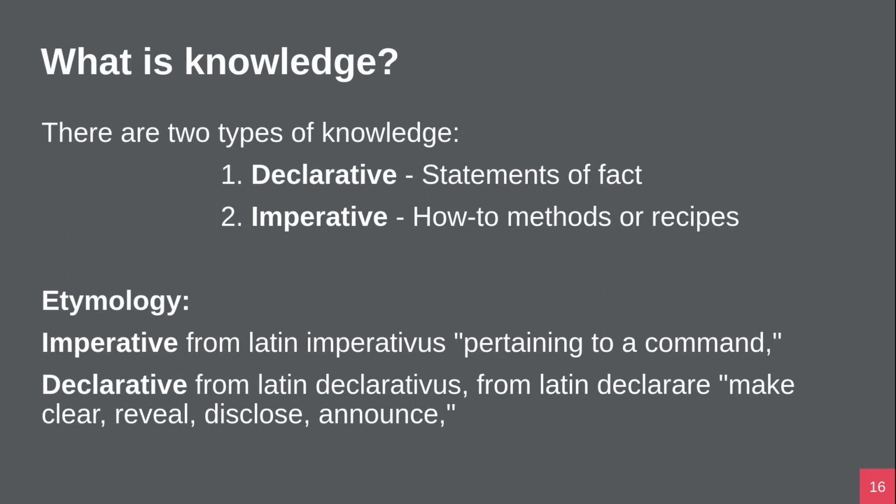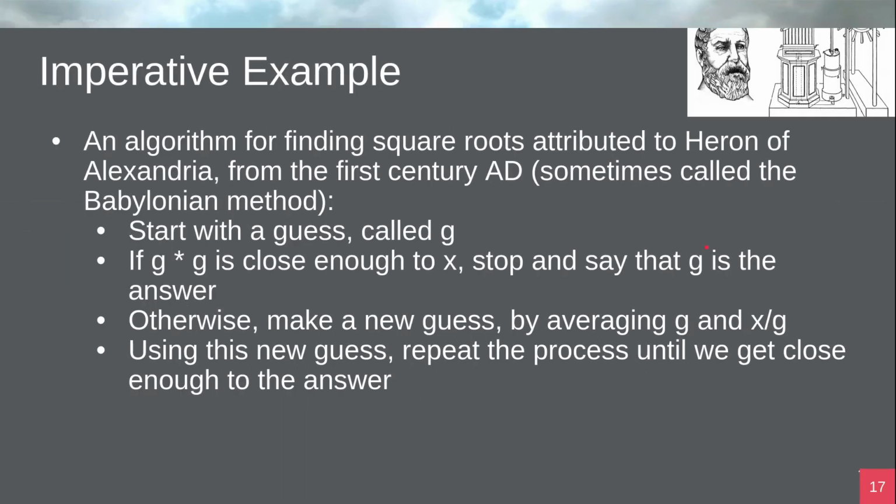Okay, so like the Roman army would give commands that would be in the imperative. All right, so that's how to do something, if someone's shouting at you in the imperative. The declarative just means to make something clear, to declare something as a fact. So those are the two different types of knowledge we have.